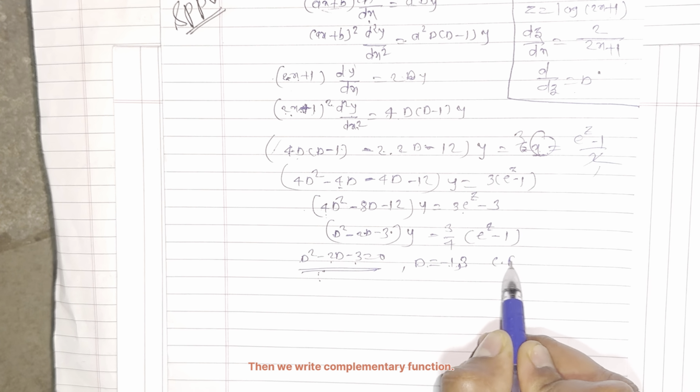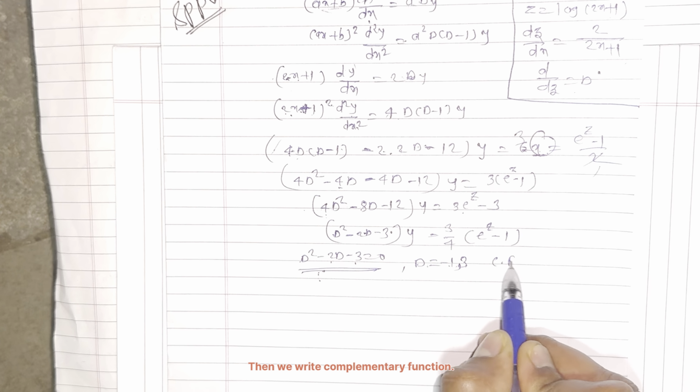So e raised to ax means we have e raised to az. It is not a term of x, it is a term of z. So we write 0 as 0 times z and 1 as 1 times z. Take that 3 by 4 out as it is and keep it here: 1 upon D squared minus 2D minus 3 multiplied by e raised to z, minus 1 upon D squared minus 2D minus 3 multiplied by e raised to 0 times z.